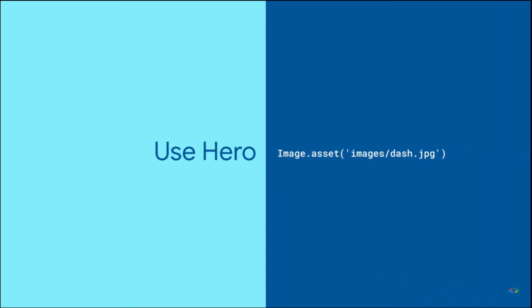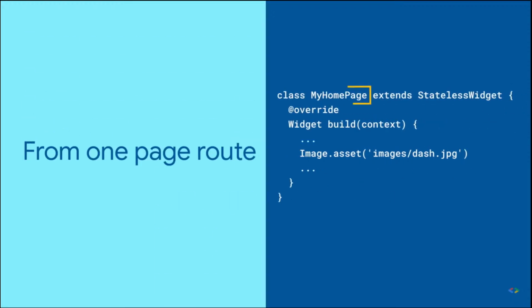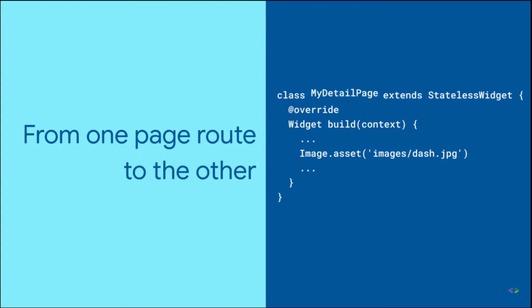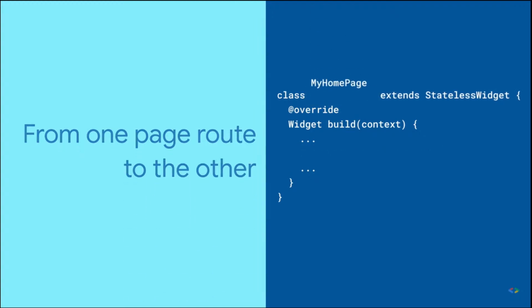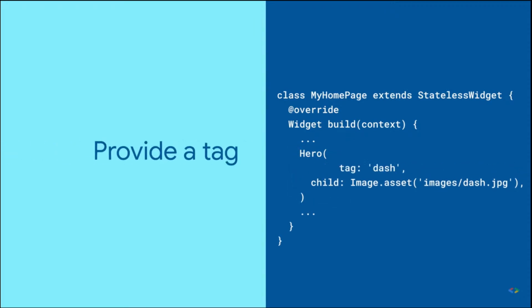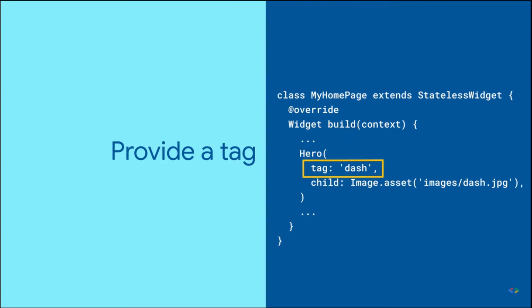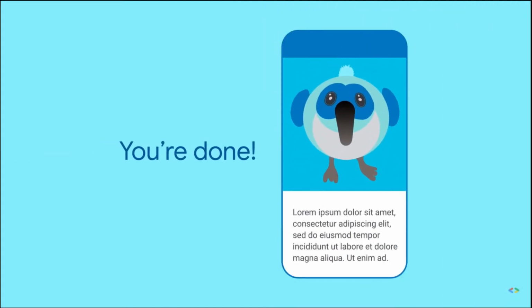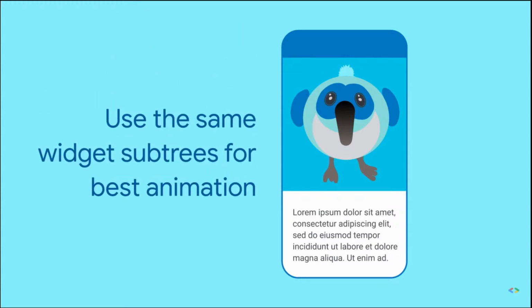Let's say you want to use a picture as your hero. Put it on both the page routes, the one that you'll be transitioning from and the one you'll be transitioning to. Then, wrap the image with a hero widget on both pages. Add a tag. This can be any object. The important thing is to use the same tag on both pages so that Flutter knows which hero we're animating. And you're done. For best results, make the widget tree below the hero widget identical on both screens.